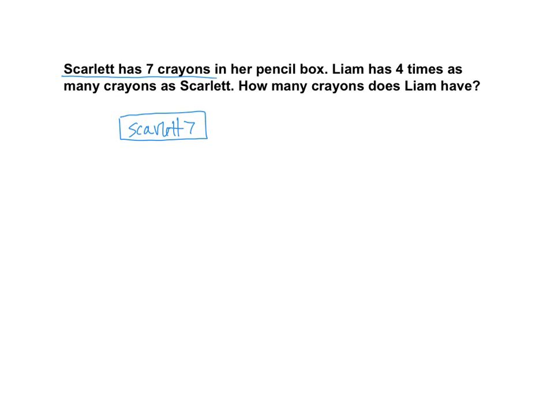So going back, we know that Scarlett has 7 crayons, and Liam has 4 times as many. You could have drawn an array. You could have done some equal groups or made an area model. And so the comparison is another way to think about multiplication. I like to draw pictures.